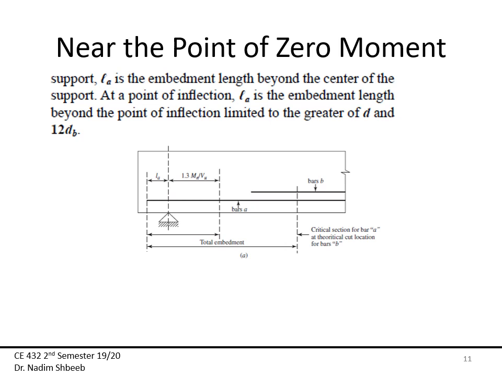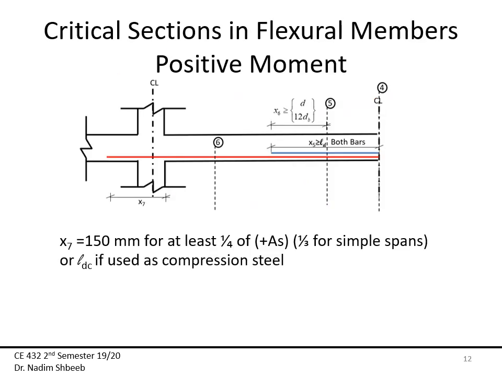Again, the total embedment cannot be more than this La. Usually this La is that length, which is about 150 millimeters, that always extends into the column. So this is not d or 12 db. The d or 12 db are only at the inflection point and not at the end of beams. Again, this is the maximum distance that is allowed for me to do that. X7, which is this one here, is 150 millimeters.